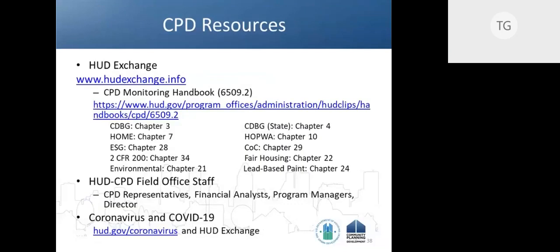The HUD Exchange is a huge source of information regarding all these programs, particularly in this very fluid environment. I suggest that everyone go there and take note of the information on this slide if you haven't already gone there. The coronavirus information is down at the bottom, hud.gov/coronavirus, and of course the HUD Exchange.